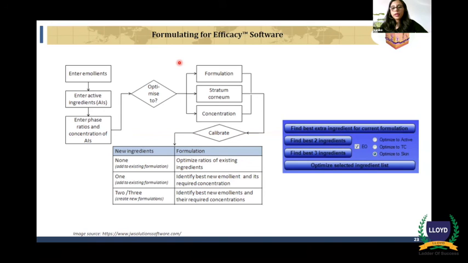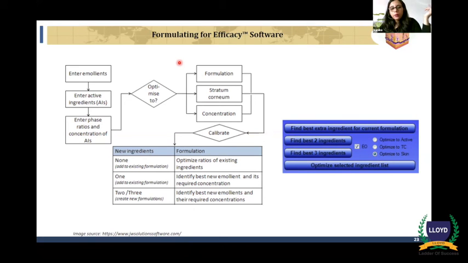And it can be helpful not only in the designing stages, but also in case you have a formula and you really don't want to add any new ingredient to your formulation. In that case, the software can be used to optimize the ratios of existing ingredients depending upon, again, what kind of objective you have, whether you want enhanced permeation or enhanced solubility of the drug molecule.